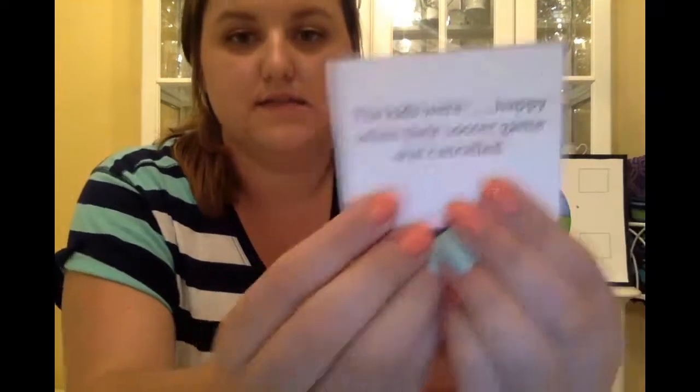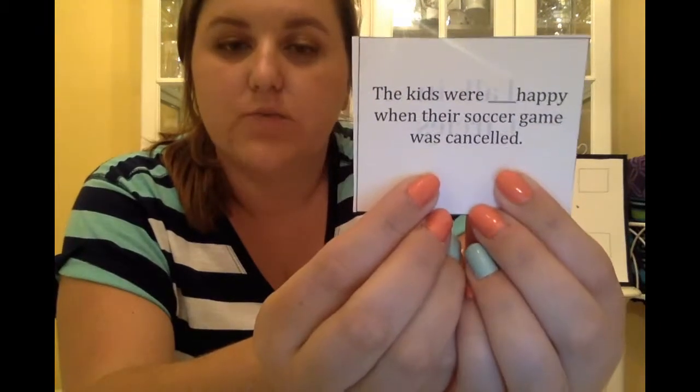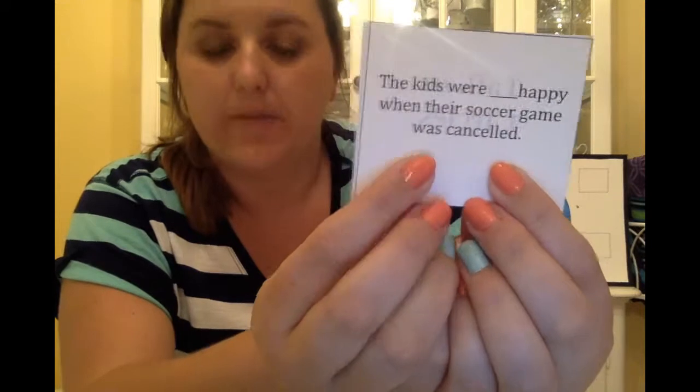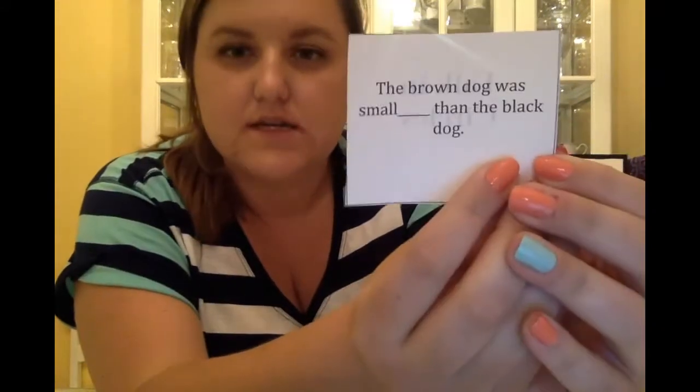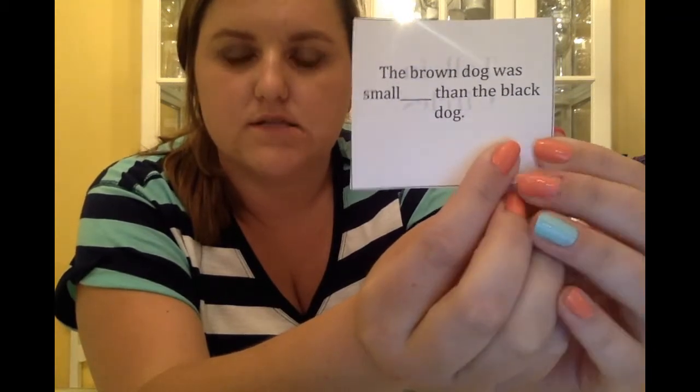Third graders may be working on prefixes and suffixes. So the instructions might be something like, read the sentence on your card out loud and add the correct prefix or suffix into the blank in the sentence that needs it. So this sentence says, the kids were blank happy when their soccer game was canceled. So the answer would be unhappy. And this one says, the brown dog was small blank than the black dog, so smaller.